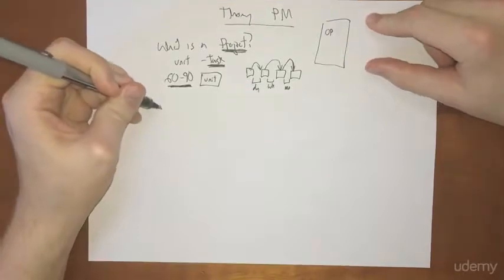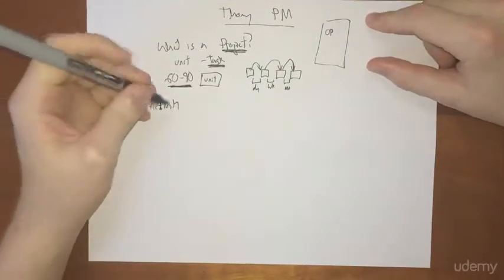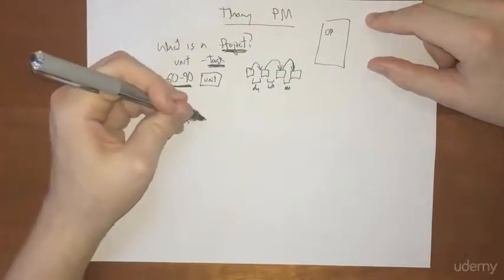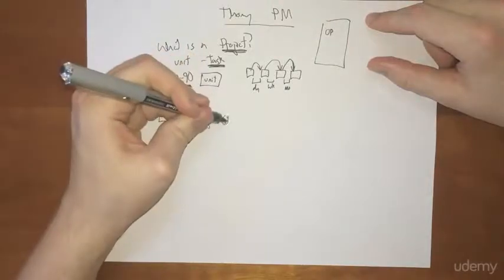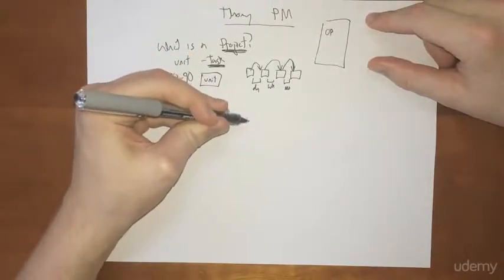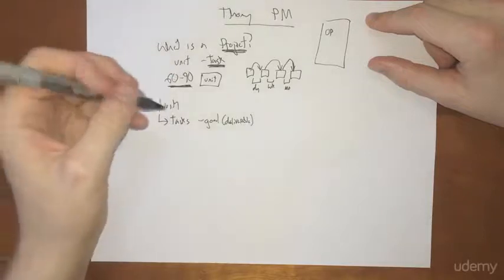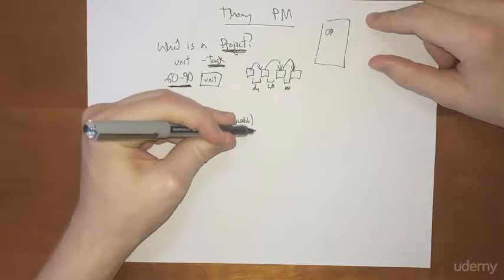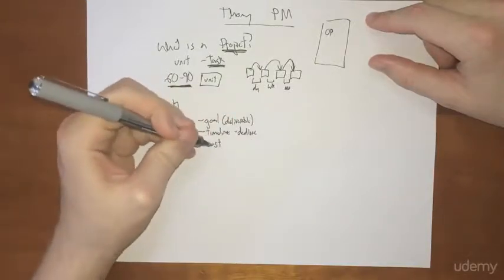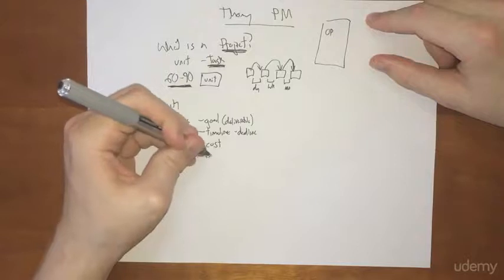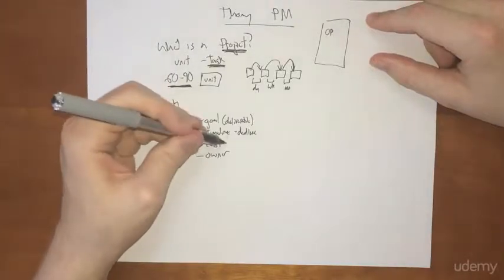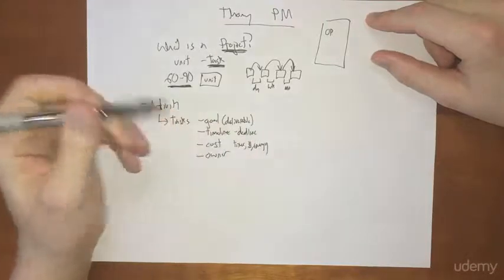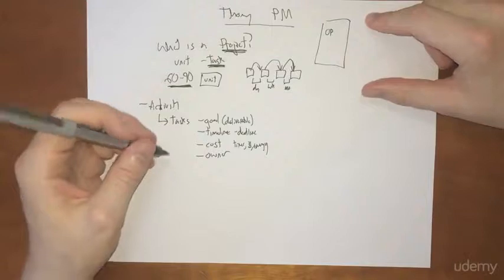It's an activity that has tasks in it. Each of these tasks has a goal, which comes out as a deliverable, and has a timeline associated with it, or a deadline. It also has a cost and an owner. So a person responsible for it, a cost in terms of time, money, energy, and big picture.